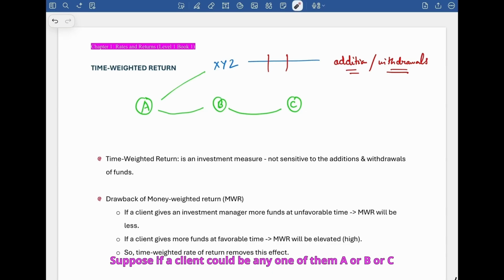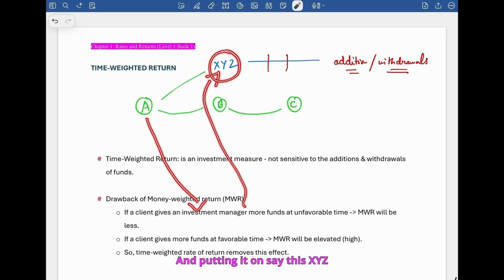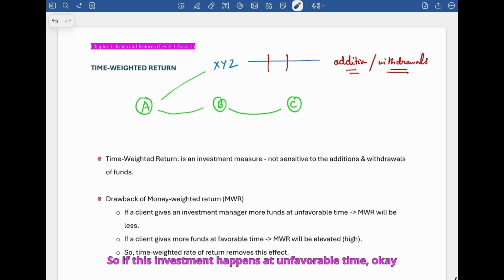Suppose a client, could be any one of them, A or B or C, gives money to an investment manager. So this investment manager is taking money from A and putting it on, say, this XYZ investment shares. If this investment happens at an unfavorable time, your money weighted return will be less. Vice versa, if you give funds as an investor at a favorable time, your MWRR, that is money weighted return, will be high.